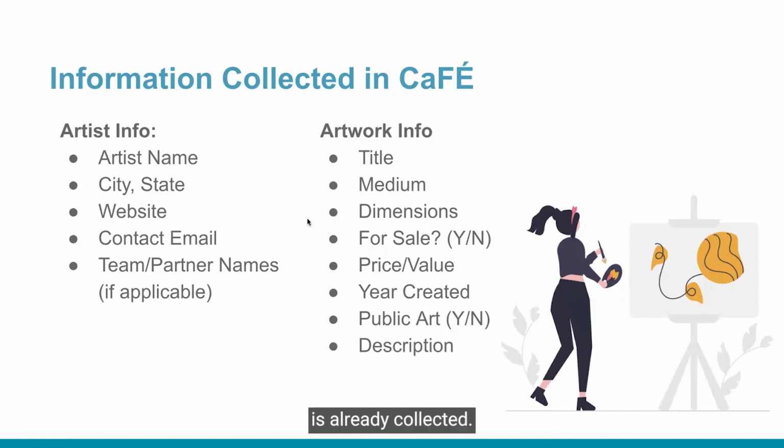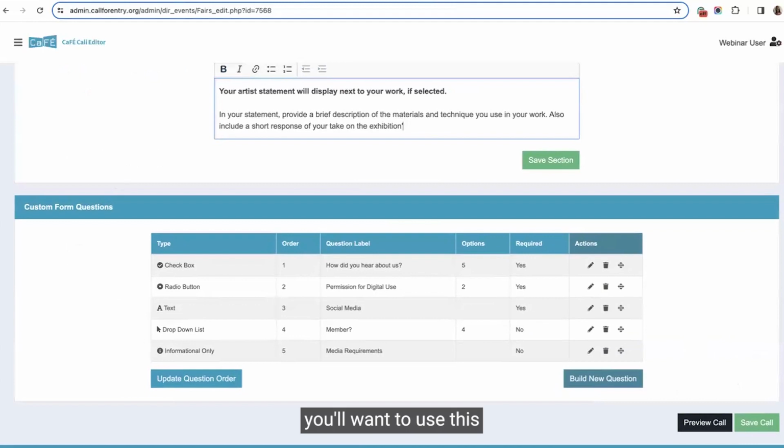So all this information is already collected, so you don't need to ask for this on your application. All this info will transfer over to the artist application that they submit. So asking for it would just duplicate that information. It might even confuse the artist or juror if some info doesn't match up from one side to the other. There is one exception to that I'll talk about, but on the application form, you'll want to use this for collecting additional materials that you'll need for the exhibition.